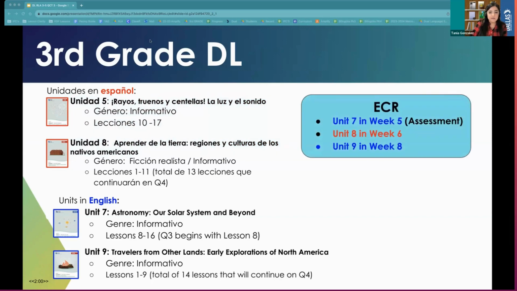For the ECRs, this quarter 3 will have an ECR in Unit 7 in week 5. This ECR will be the assessment. For Unit 7, students will only need to write. It is a writing informative project, and that will be the ECR for Unit 7. So the ECR will also be the assessment. The second ECR is in Unit 8, es en español, en la semana 6. And the third ECR will be about Unit 9 in week 8.